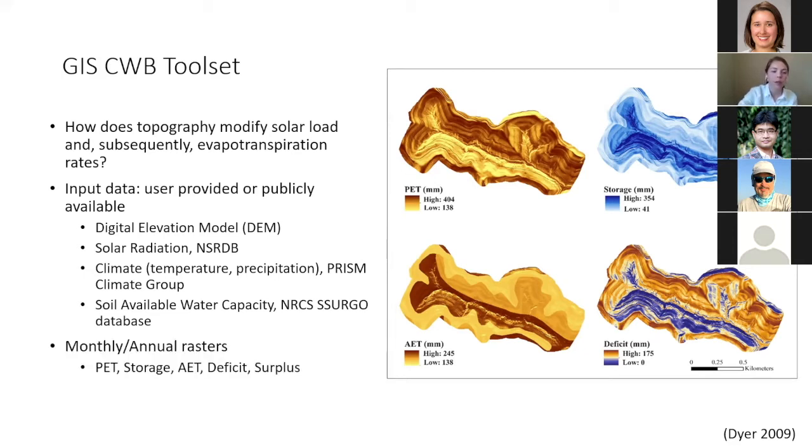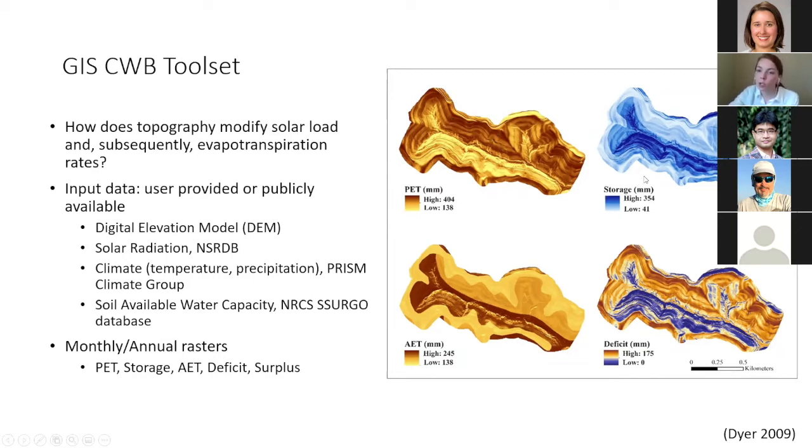And so once that data is inputted into this toolset, you can select what time period you want to calculate climate water balance for, and the output is in the form of monthly and annual rasters, which represent PET, storage, AET, deficit, and surplus. And so on the right, you can see what these maps might look like. So to orient you, in this watershed, the stream is in the middle, and then we have the north-facing slope and the southwest-facing slope. So this is the PET map. And you can see how the southwest-facing slope is experiencing higher rates of PET.